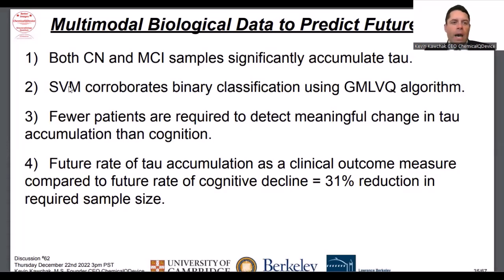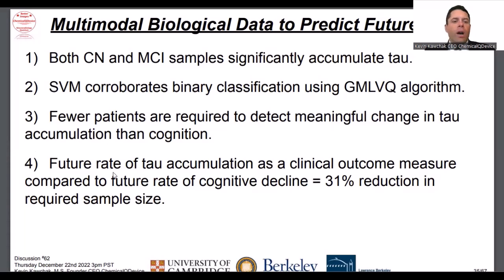And here's the algorithm behind it all. And this is what I'll be talking about on the quantum side, is basically support vector machine corroborates binary classification. And then their algorithm that they implemented was called a GMLVQ. So they said fewer patients are required in their studies because it's doing certain things.